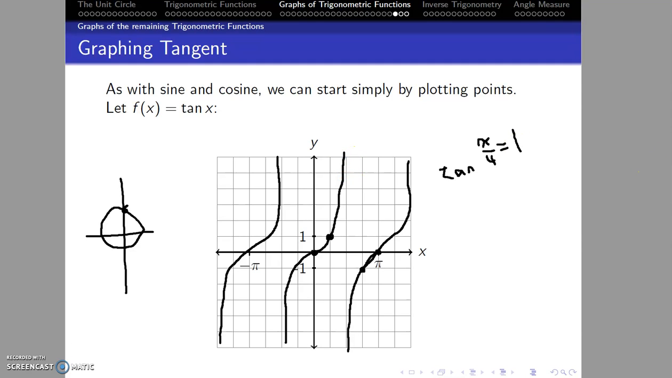If you're looking for vocabulary words, right here, where it's undefined, I have what's called a vertical asymptote. You'll learn more about those in precalculus algebra. But we have vertical asymptotes there because the graph gets closer and closer to these lines, but they never quite touch. And that's really all there is to say. That's what tangent looks like.